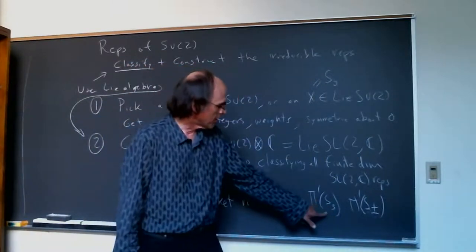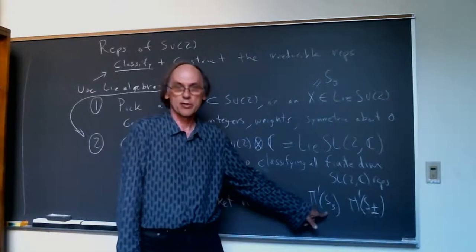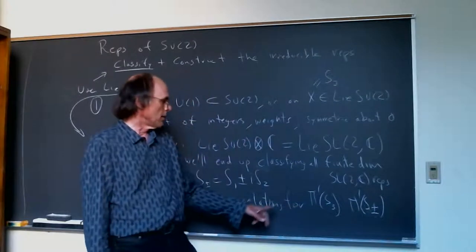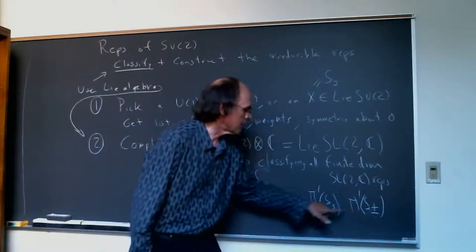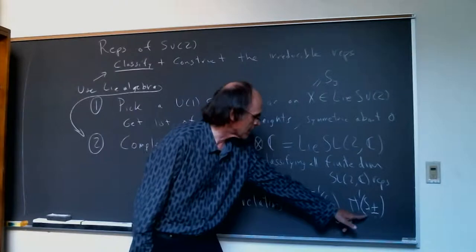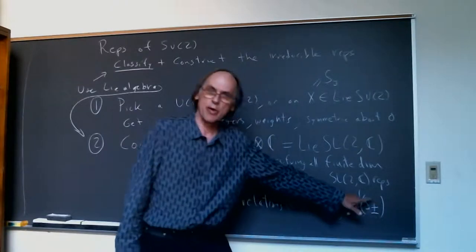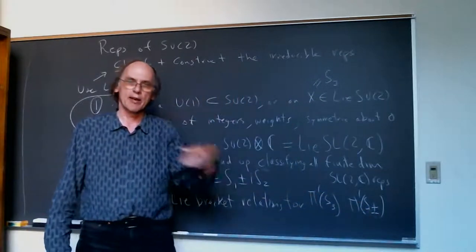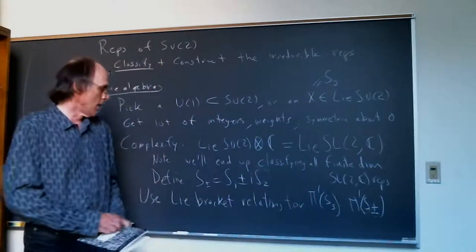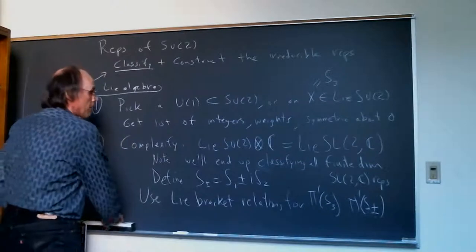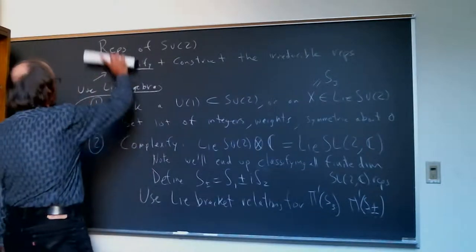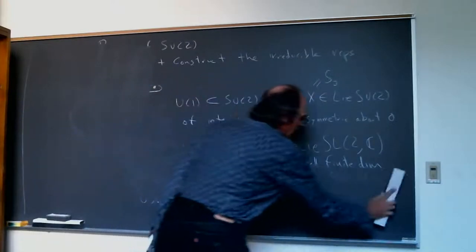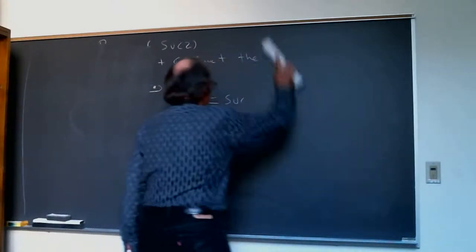For instance, what you know about U1 tells you that this guy is going to have integer eigenvalues, which are the weights. And these commutation relations between these operators tell you that the plus one will move the weight up by plus two, the minus one will move the weight down by two. Okay, and so then what you end up with is this picture for what an arbitrary representation looks like.